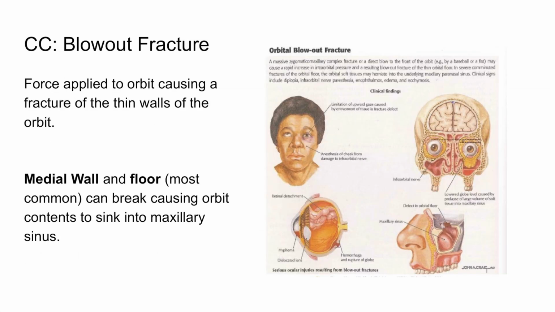Okay, and here we have that close-up on the clinical correlation of a blowout fracture. So once again, it's just force applied to the orbit, causing a fracture of those thin walls that we mentioned, which would be the medial wall and the floor. And the floor is the more common of the two. And like I said, breaking that can cause all your orbital components to basically sink into the maxillary sinus.